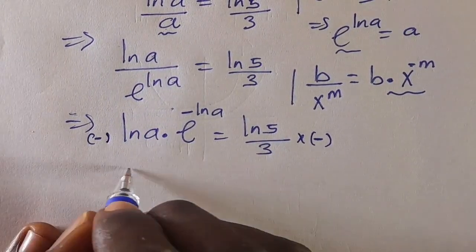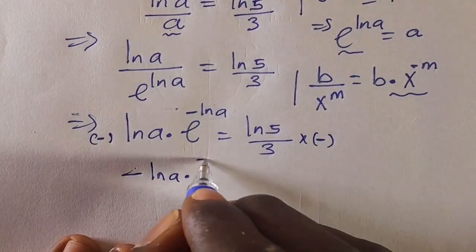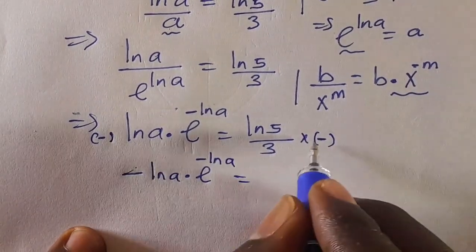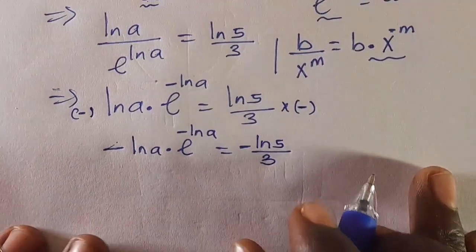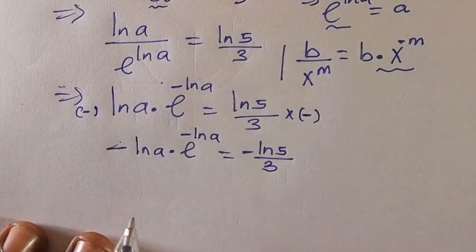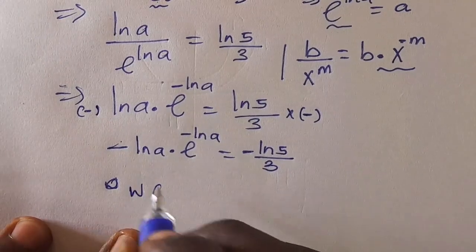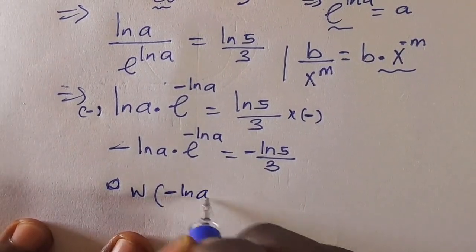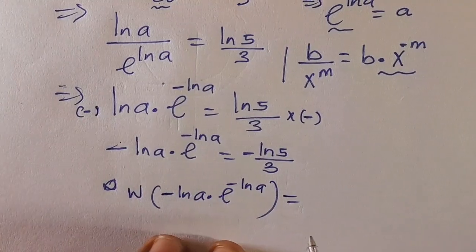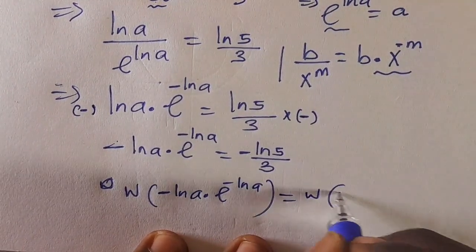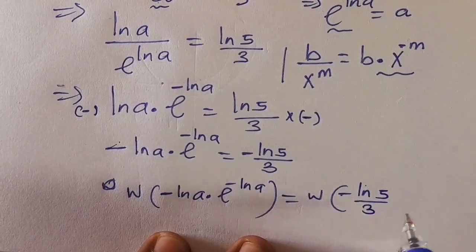So from here, multiply by this, we have it to be minus ln of a, then multiply by e to the power of minus ln of a equals, minus multiply by this, we have minus ln of 5 divided by 3. Now, to apply the W Lambert function, we have to introduce W Lambert function of this, which is minus ln of a, then multiply by e to the power of minus ln of a equals W Lambert function of minus ln of 5 divided by 3.